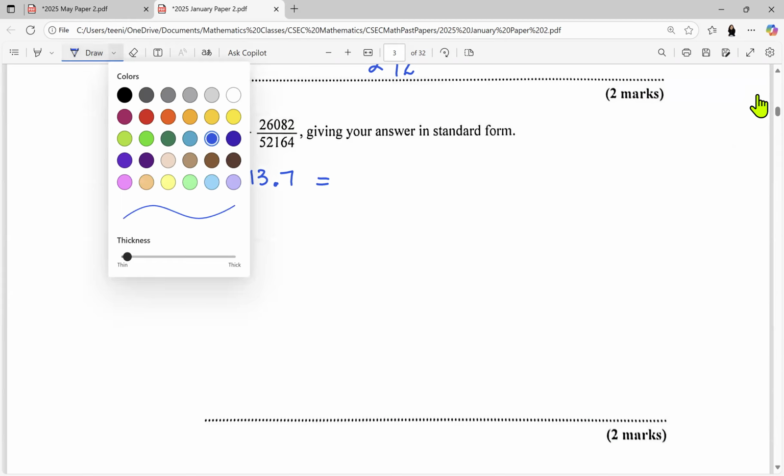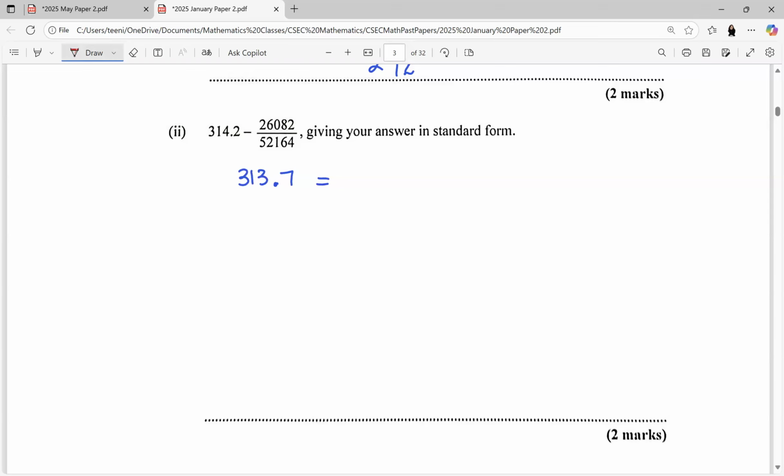So to write this as a number between 1 and 10, this decimal point would really have to be between the first 3 and the 1. So it will be 3.137 multiplied by 10 to the power of 2, right? Now, remember that your standard form expression has to be equal to whatever this number is, right?